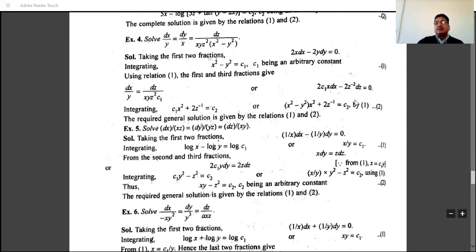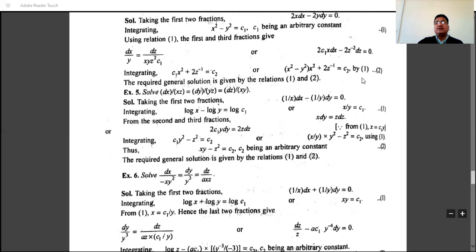Okay. The integration of z raised to minus 2 is z raised to minus 2 plus 1 divided by minus 2 plus 1. That is z raised to minus 1 divided by minus 1. That minus minus becomes a plus sign. Okay, so these 1 and 2 form the general solution of the given differential equation.